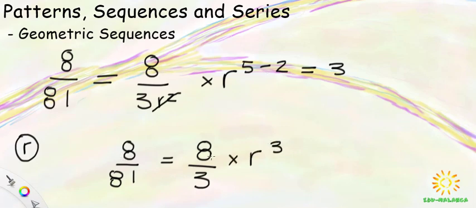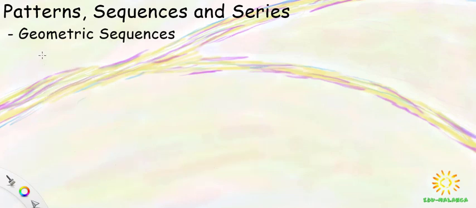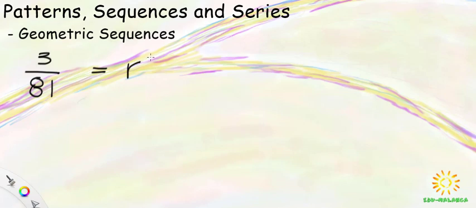8 appears on both sides of the equation. So if we divide by 8 on this side and we divide by 8 on that side, the 8s will cancel out and we'll get 1 and 1 where we have 8. And if we multiply by 3 on this side, this 3 is going to be cancelled out. Times 3 on this side, we're going to have 3 times 1, which is 3 over 81. And if we come back, it's equal to only r to the power of 3.